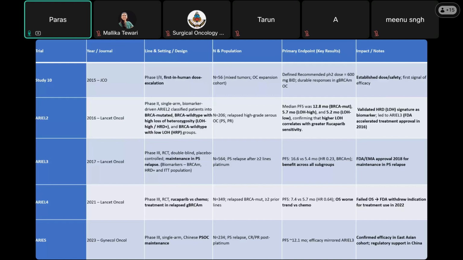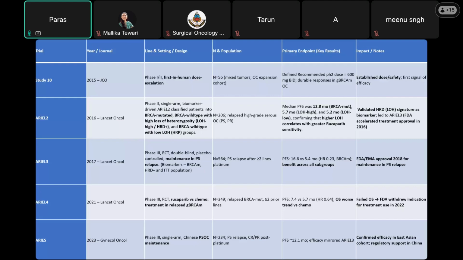ARIEL4, in which rucaparib was compared directly with chemotherapy for treatment in relapsed BRCA-mutated ovarian cancers. Overall survival was worse, so the FDA withdrew the treatment indication in 2022, which had been given accelerated approval based on ARIEL2, and was withdrawn after ARIEL4.